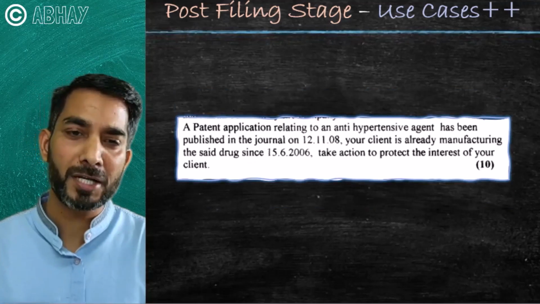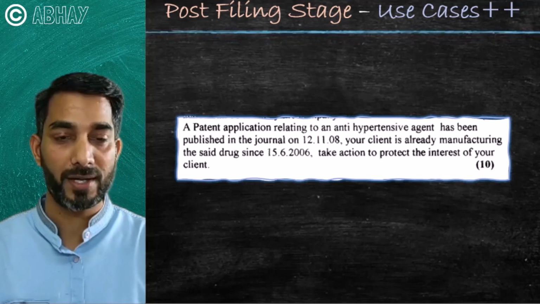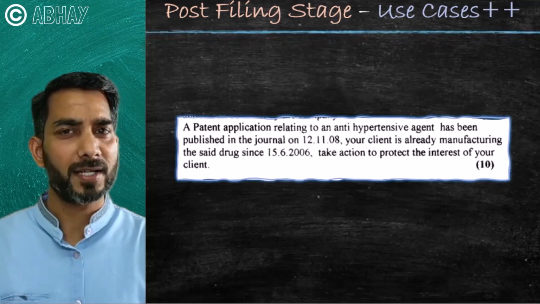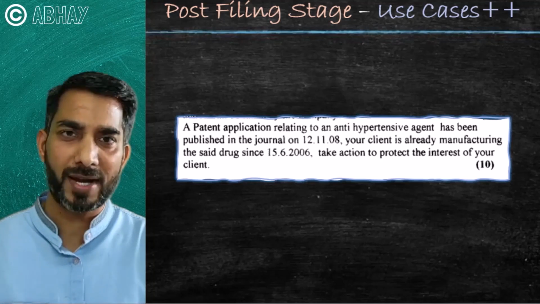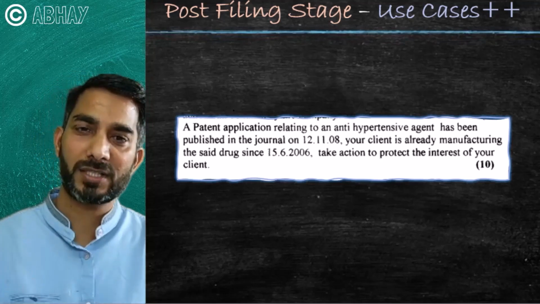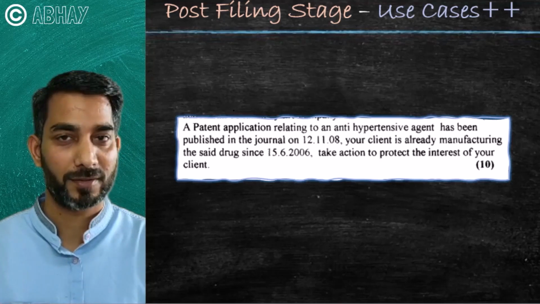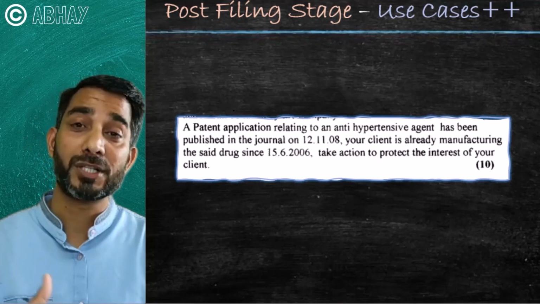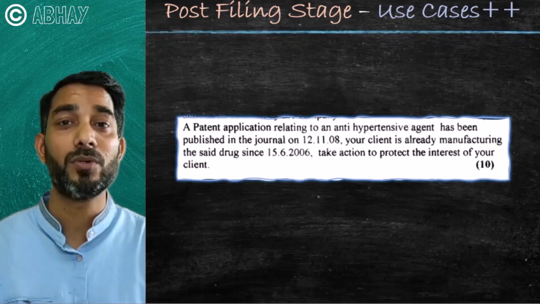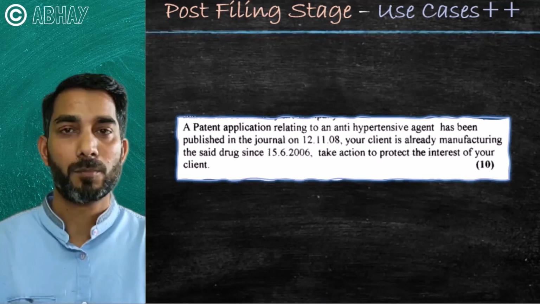A patent application relating to an antihypertensive agent has been published in the journal on 12/11/08. Your client is already manufacturing the said drug since 15/6/2006. Again, a similar case where a patent application has been filed, but the invention or the product is already available in the market, right? So in this case, because this is a patent application which is yet to be granted, you go for pre-grant opposition. Mention the section numbers, mention the forms, mention the timelines if there are any, and grounds. On what ground are you wishing to oppose the patent application, right? Moving to the next one.